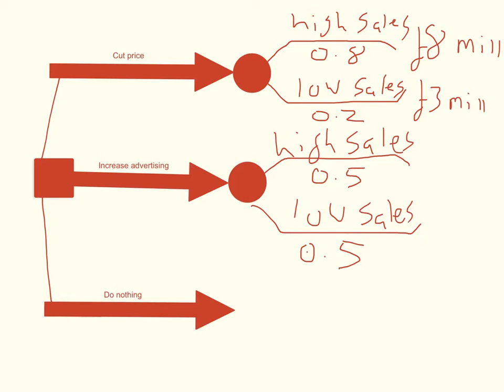And this needs to be done also for the second option of increase advertising. So there's a 50% chance that high sales will occur. So there's a 50% chance that revenue will increase to 10 million, but there's also a 50% chance that it might only lead to an increase in revenue of 2 million.